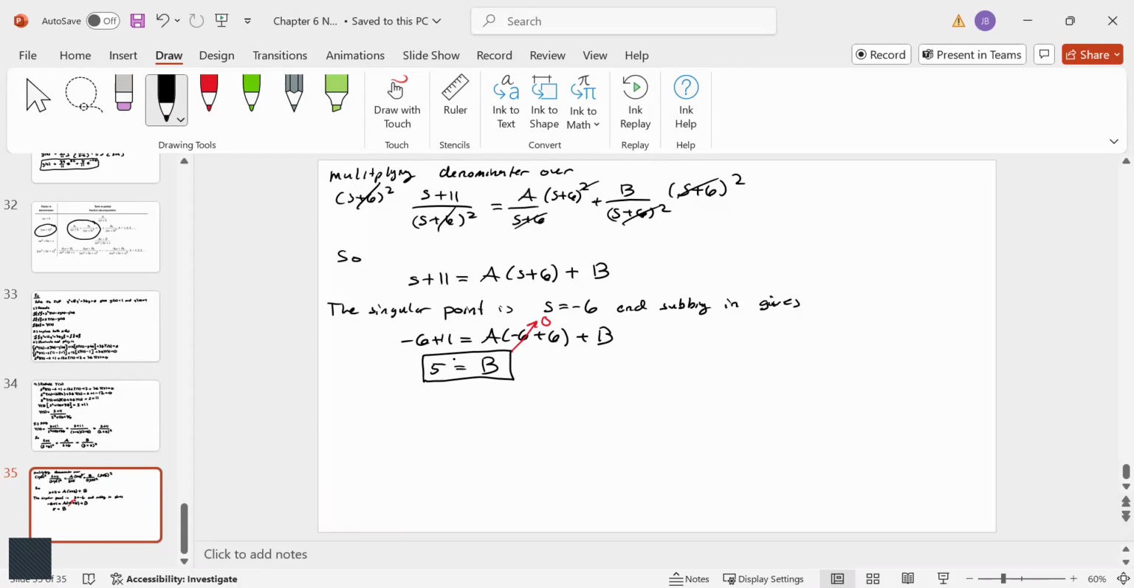Well, look at that. I got b. But the question is, well, how do I get a? I don't have any more singular points. Well, here's the beautiful part about mathematics. How many unknowns do you have now?